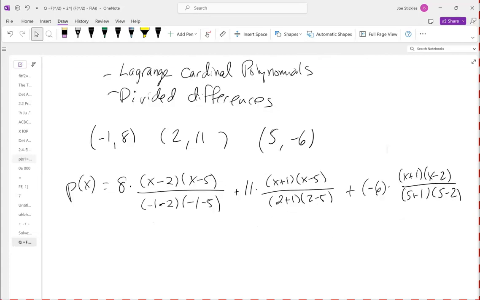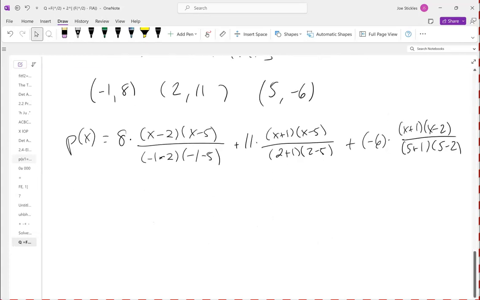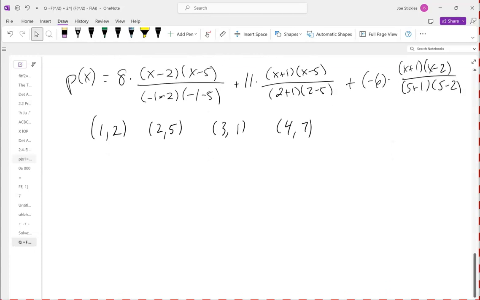If you started off with, I'm going to make up some points, so the numbers could get ugly to start with, but let's make it a little bit easier. Let's say we had 1, 2, 2, 5, 3, 1, 4, 7. And I want to find the cubic.